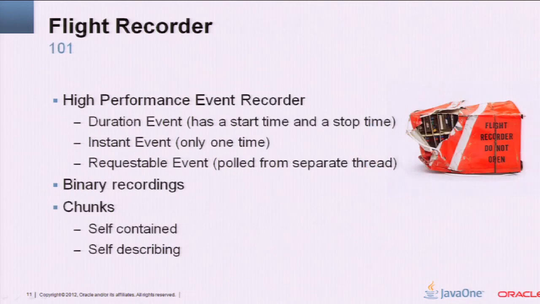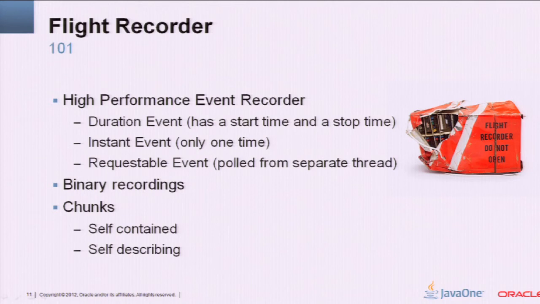So Flight Recorder 101. It is a high-performance event recorder, and there are a few different kinds of events that you can record. There are duration events. They have a start and stop time. There is an instant event, which just has a time when the event occurred. And there is a requestable event, which is basically one that is polled on a regular basis. And the reason I'm saying this is I'm going to show some code so you can start using this yourselves, even if it's not supported yet.